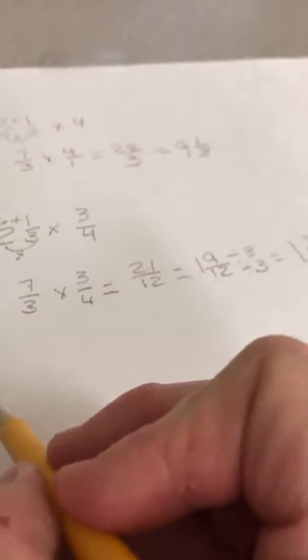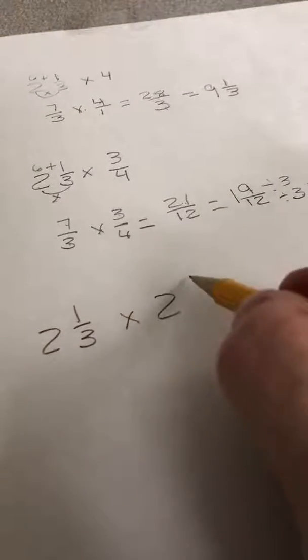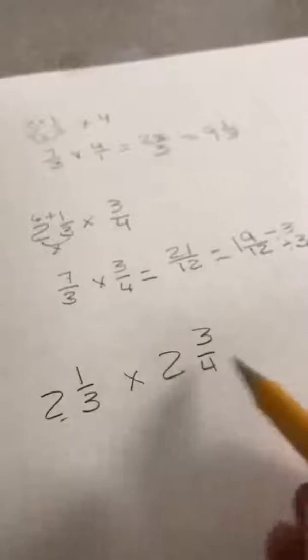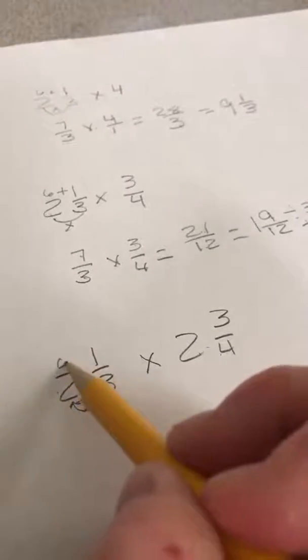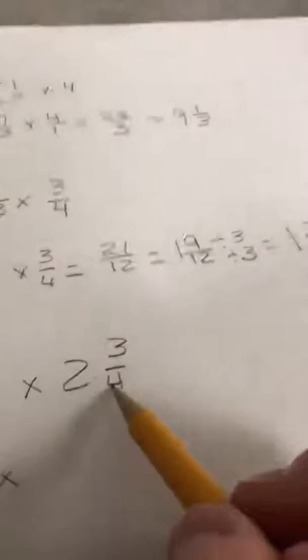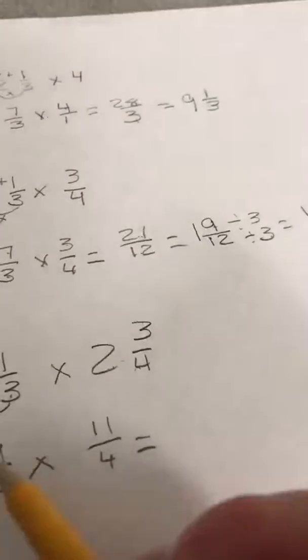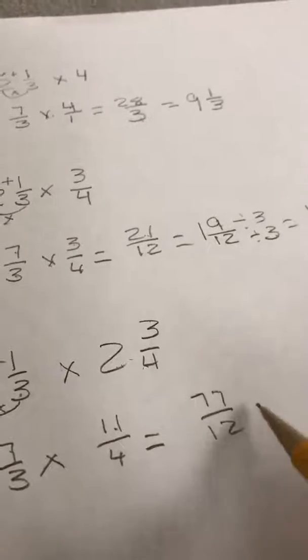And the last way I'm going to show you is a mixed number by a mixed number. Again, I can't just multiply across here. I must change these to fractions, so I'm going to have to go my same route again. 3 times 2 is 6 plus 1 is 7/3. 4 times 2 is 8 plus 3 is 11/4. 7 times 11 gives me 77. 3 times 4 gives me 12.